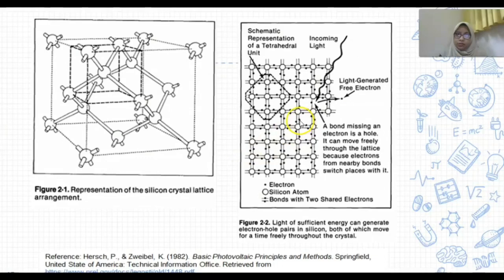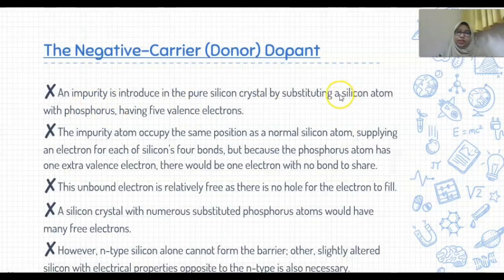As you guys can see here, between each, this is the silicon, so 1, 2, 3, 4 electrons, and they shed another 4 electrons by the other silicon. So 2 silicon shed 4 electrons, so they will have 8 electrons together. But when a silicon atom is substituted with phosphorus have 5 electrons. So it will have one extra valence electrons. There would no one electron with bond to share.